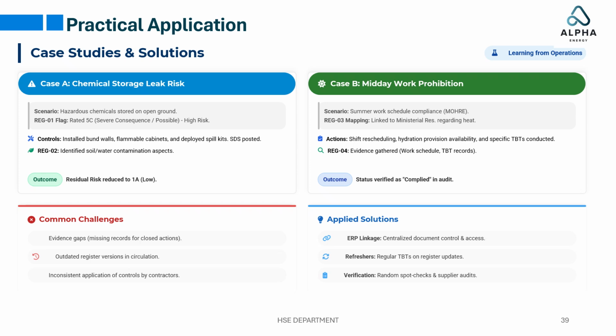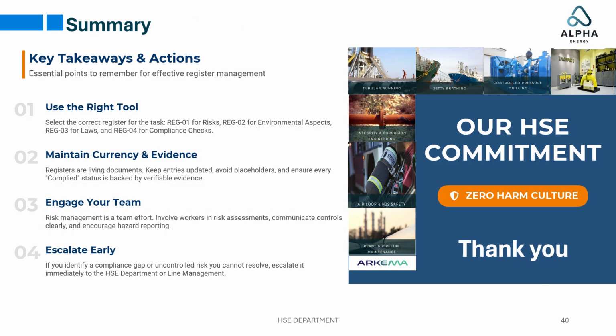These include ERP system linkage for centralized document control and access, regular refresher toolbox talks on register updates, and verification through random spot checks and supplier audits. These measures help strengthen compliance reliability and ensure consistent implementation of the register system across operations.